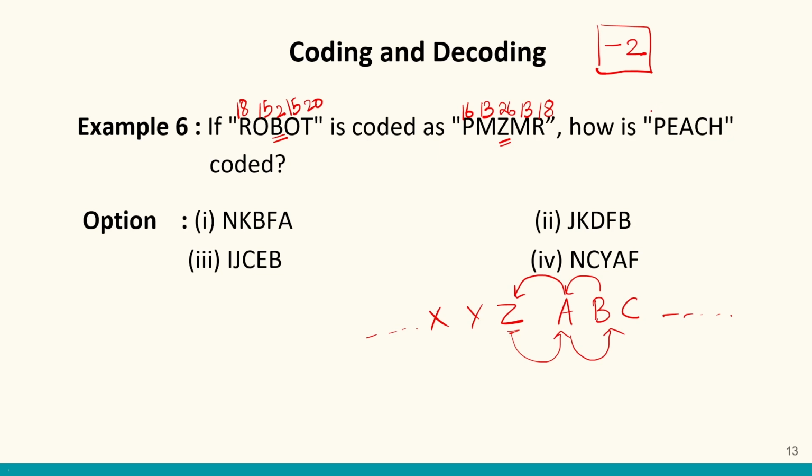PEACH, let us write the ranks. It is ranked 16, 5, 1, 3 and H is ranked at how much? 8. So we'll go 2 positions back. 14th rank, 3rd rank. If we have to move 2 positions back from A, it will be the 25th rank. So 25th rank, then 1st rank, and here also we'll get 6th rank. So which is the letter at 14th rank? N. C, Y, A and F. So our answer will be NCYAF, which is option number 4.